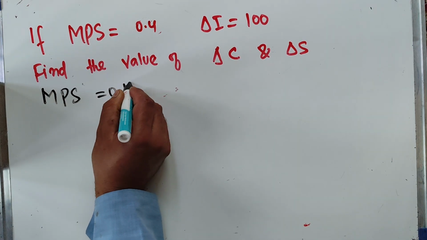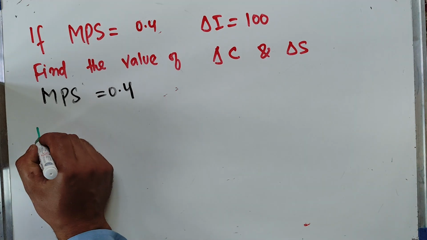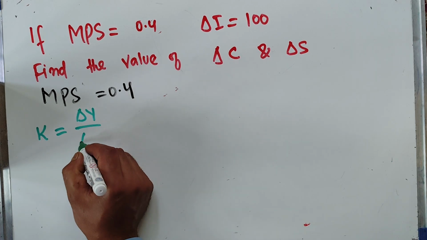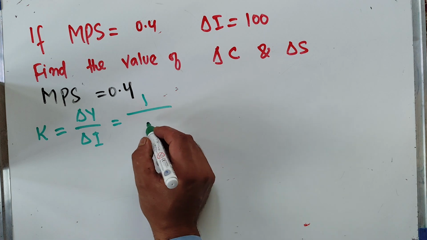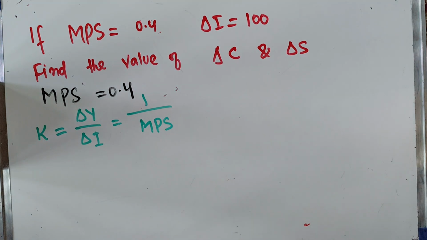to 0.4. Okay, we know that the multiplier, denoted by K, is equal to the change in the income due to the change in the investment, which is in fact equal to 1 divided by MPS, marginal propensity to save. Okay, this is the formula.